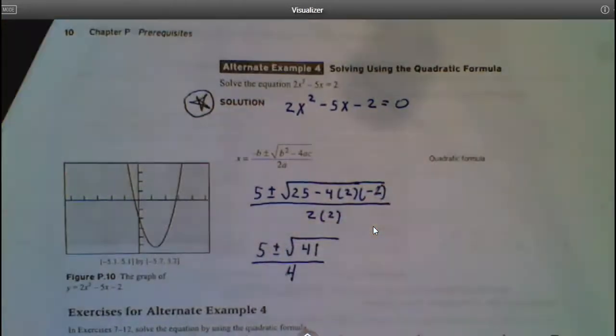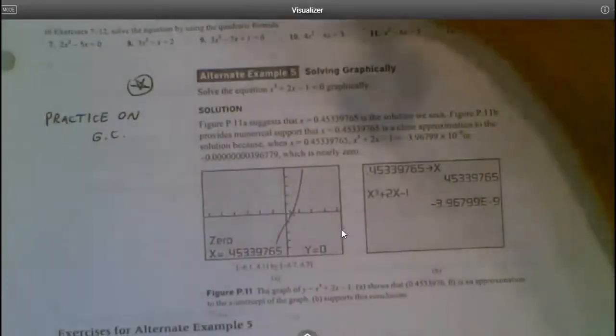So that's our answer in exact form. I mean, I could still type that into my calculator to turn it into a decimal if I really wanted to, but that would be as simple as it gets in exact form. If I could simplify the 41, I would, but that guy cannot go any simpler. So let me jump down to these ones.